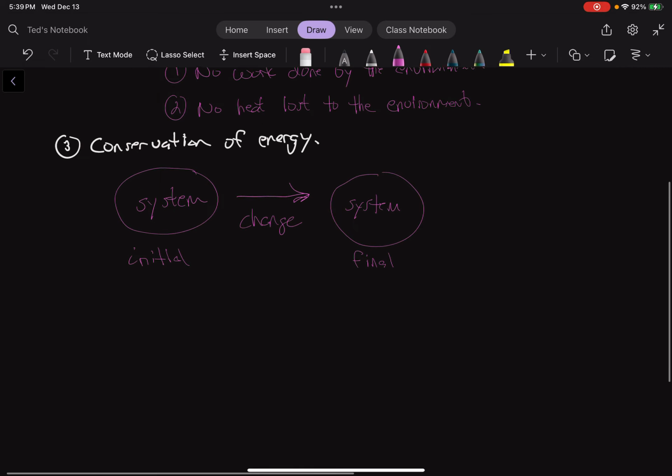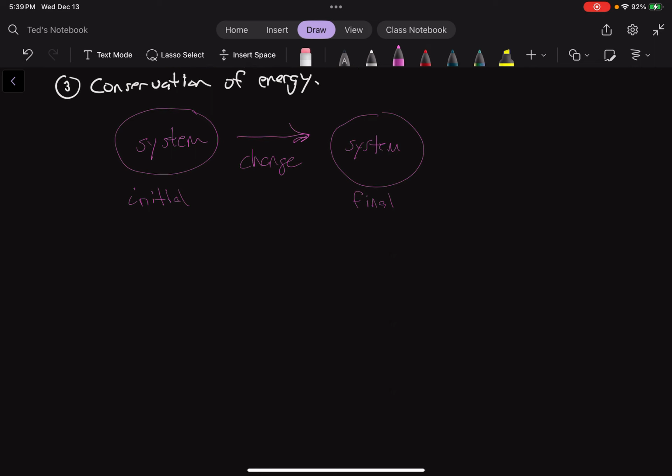Some change has happened in the system, and what we can say, though, if it's an isolated system, whatever happened inside the system, whatever change happened, doesn't change the total energy of the system. What that means is that the total energy that the system had before the change should equal the total energy that the system has after the change. Okay, so if it's an isolated system, lots of things can happen in the system. We can have some sort of change happen, but that change isn't going to affect the total energy of the system.